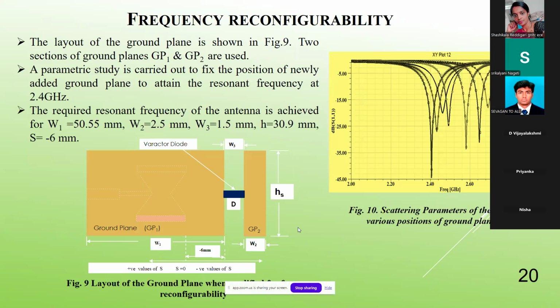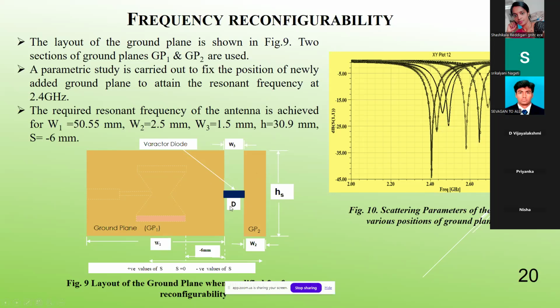So that is the simple design. But now comes the reconfigurability. How do we make it reconfigurable? Using a varactor diode. Here we have added one more ground plane. GP1 is the original ground plane, GP2 is added with a certain parametric study as shown here in figure 10. And in between that, we have taken one diode, that is nothing but a varactor diode. Details are given in the next slides.